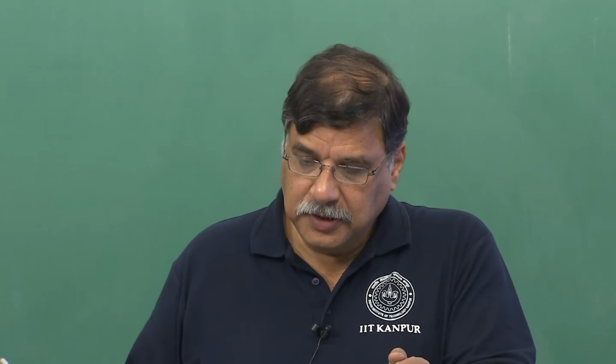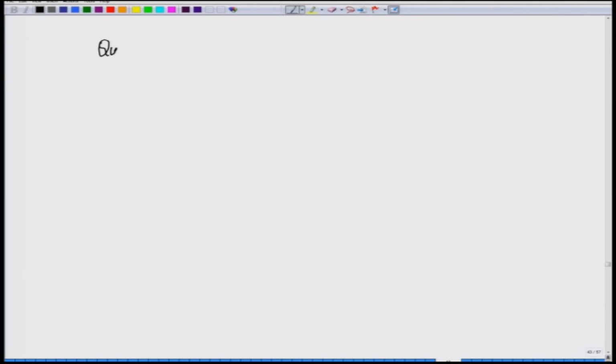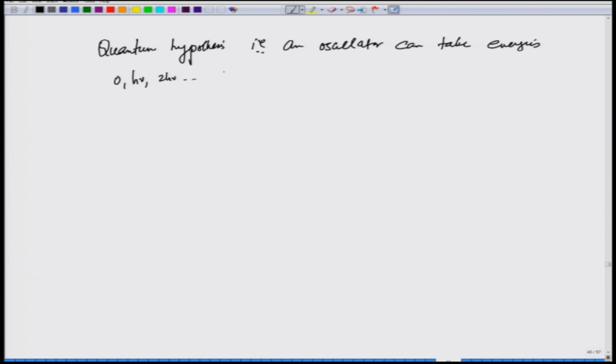In the previous lecture, what we have seen is that the quantum hypothesis, that an oscillator can take energies 0, h nu, 2 h nu and so on, explains the black body spectral density. So, this is only the oscillator.